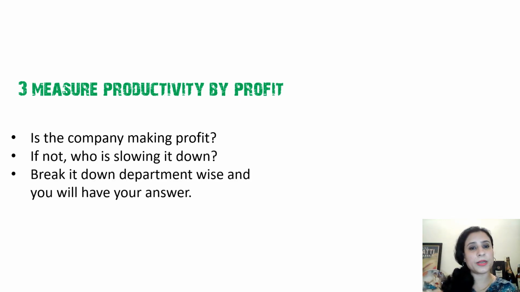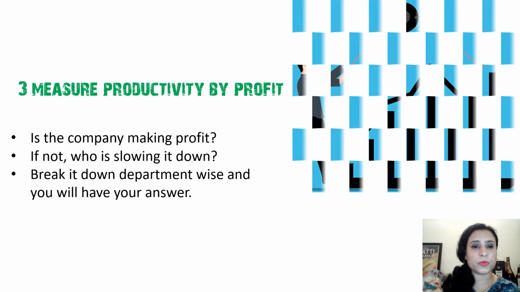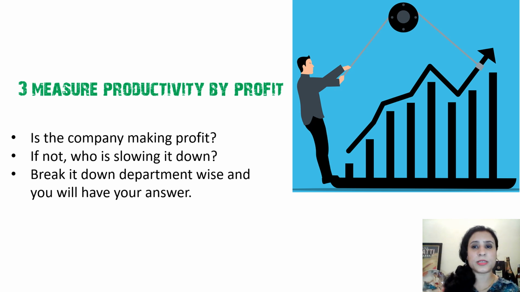You can break it down into departments, and then you will be able to answer your own question whether it's a specific department that's slowing down. For example, if it's a sales department and they are not really enthusiastic about the job, they do not have big dreams, they are not able to contribute as much as they should be, then obviously everything is a waste.